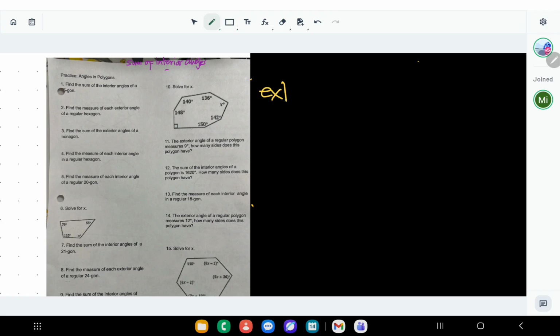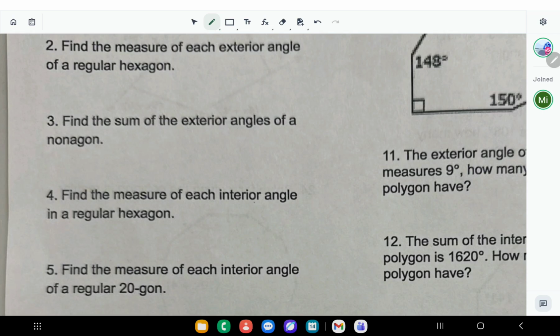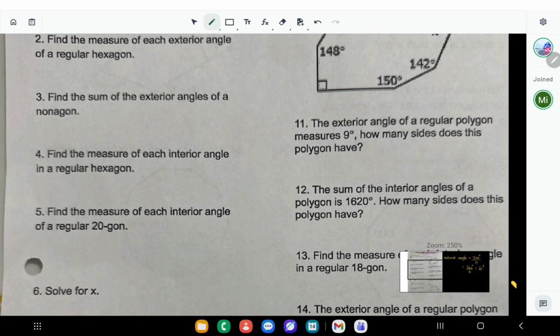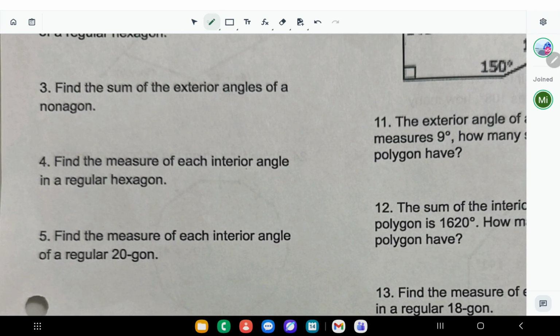So each exterior angle equals 360 degrees divided by the number of sides. This is a regular hexagon, so 6 sides. That is 360 degrees over 6. What is 360 divided by 6? Okay, so that is the exterior angle. Okay, next one, number 3. No questions?